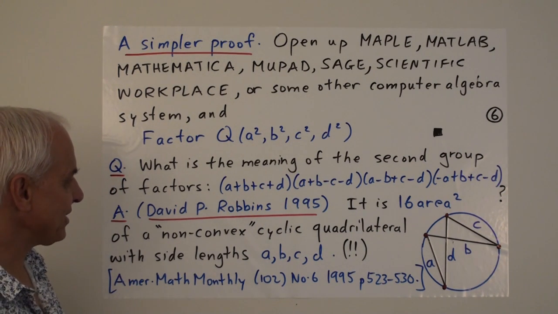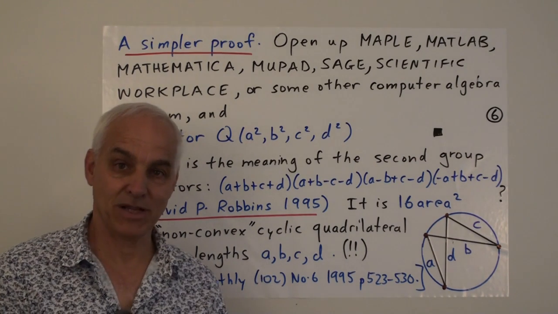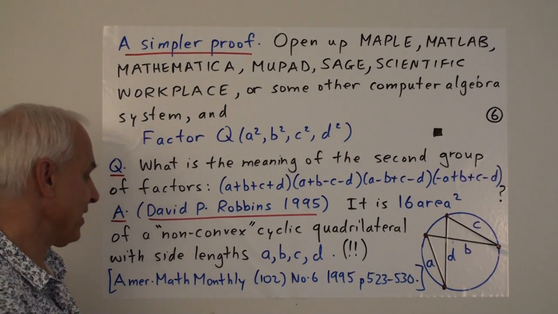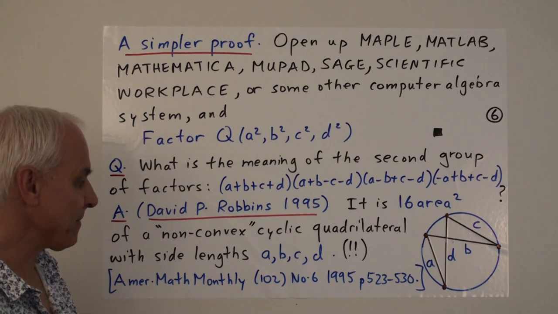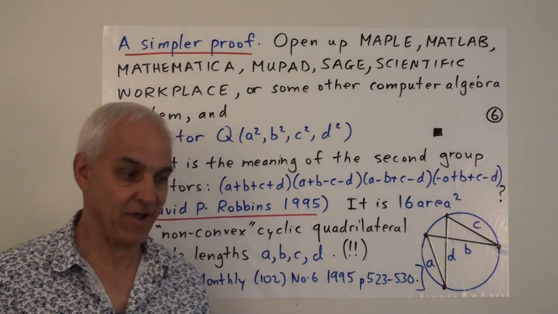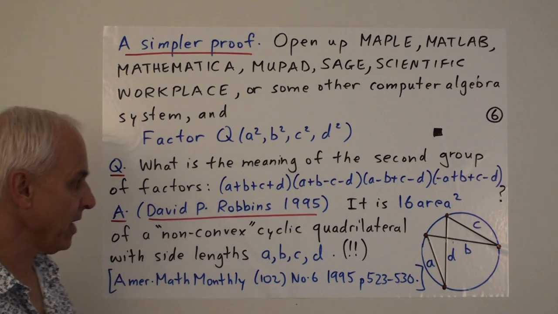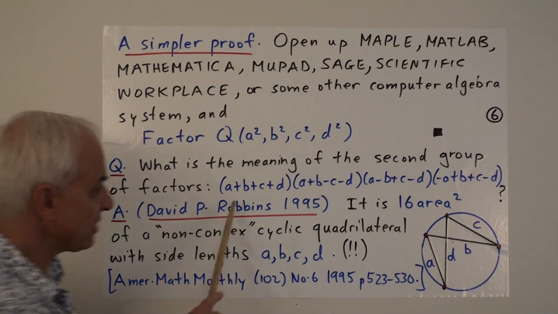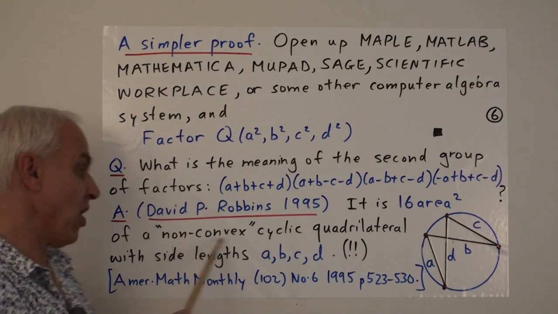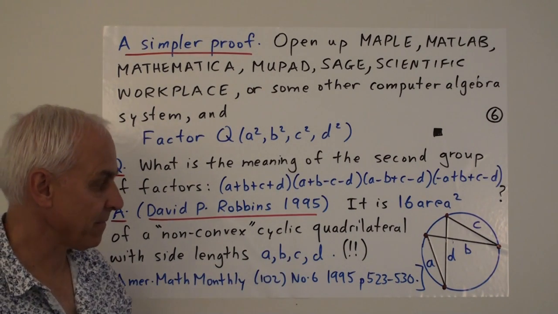remarkably, this understanding was only discovered about 20 years ago. In 1995, David P. Robbins, in a lovely paper in the American Math Monthly, established a number of very interesting and novel facts. And we'll talk more about other aspects of Robbins' work in this paper. But one of the things that he noticed is that this expression here is in fact 16 times the square of the area of a non-convex cyclic quadrilateral with side lengths A, B, C, D.